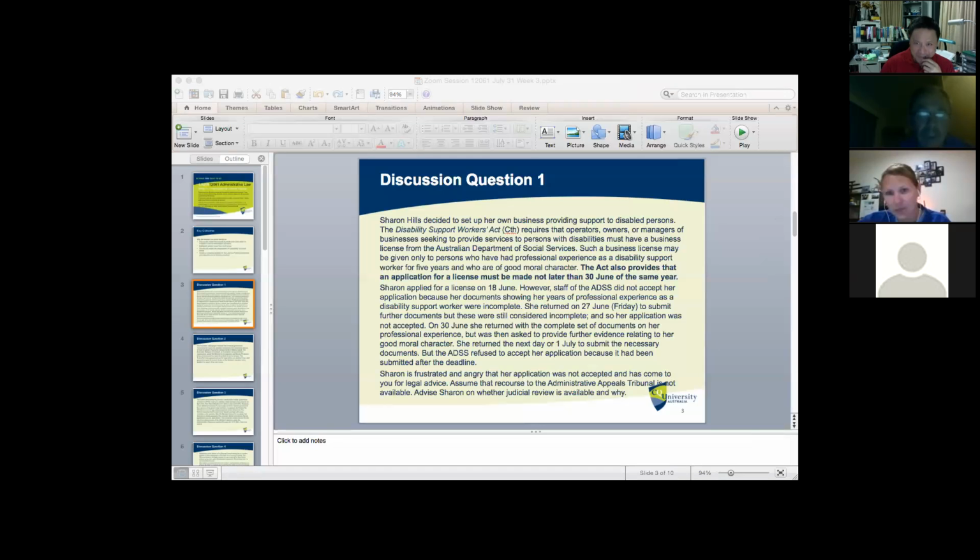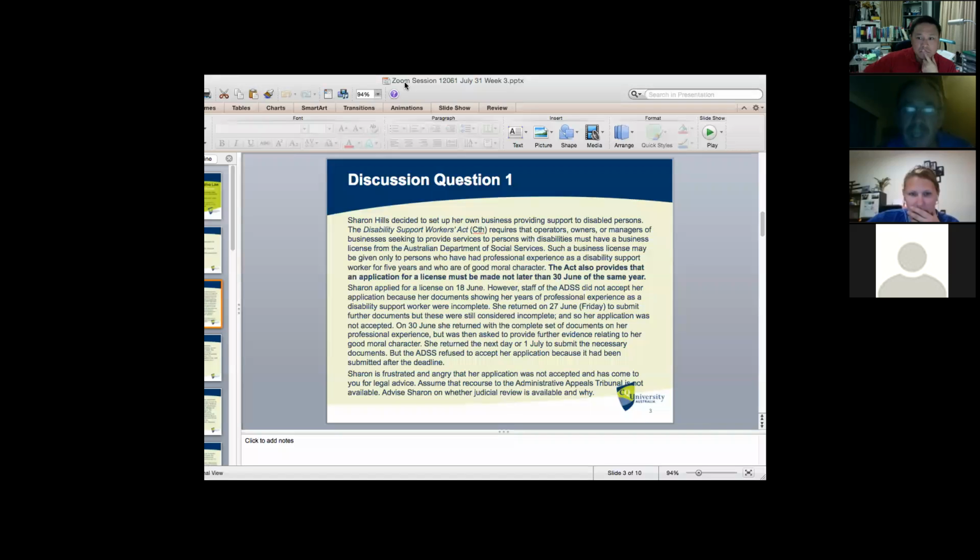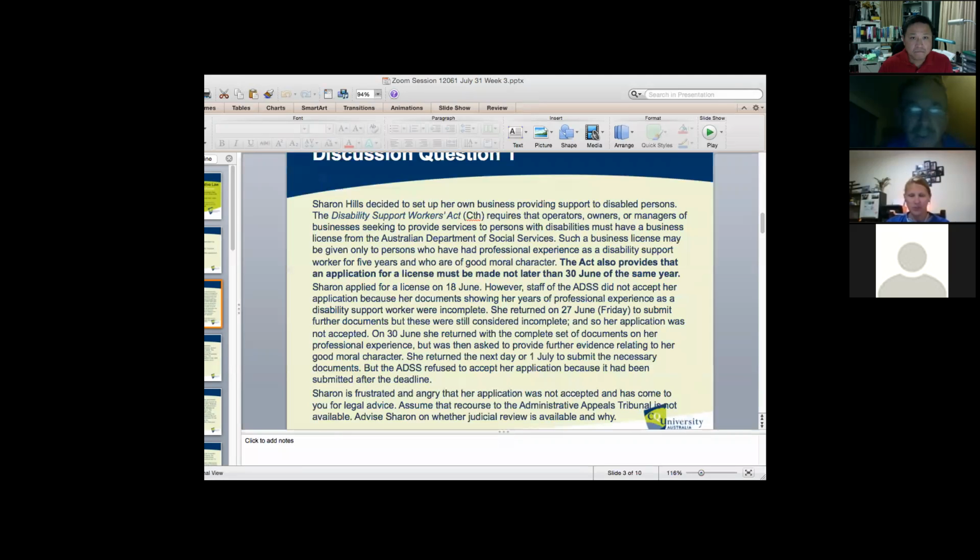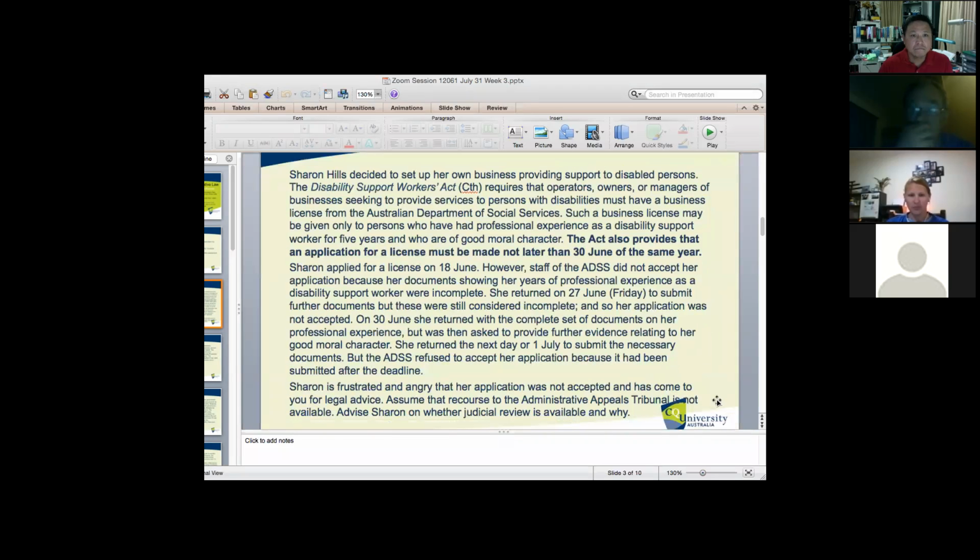Question 1. Sharon Hill has decided to set up her own business providing support to disabled persons. The Disability Support Workers Act (Commonwealth) requires that operators, owners or managers of businesses seeking to provide services to persons with disabilities must have a business licence from the Australian Department of Social Services. Such a business licence may be given only to persons who have had professional experience as a disability support worker for 5 years and who have good moral character. The Act also provides that an application for a licence must be made not later than 30 June of the same year. Sharon applied for a licence on 18 June.